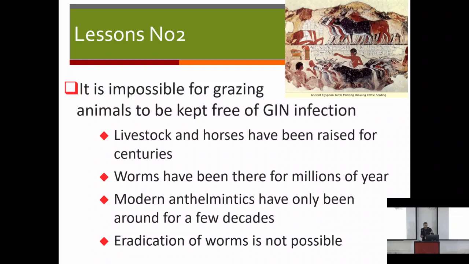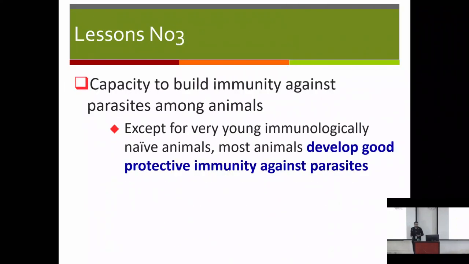Lesson number 2. It is not possible for grazing animals to be kept free from GI infection, because these ruminants have evolved with the host for millions of years. Worms have been there for millions of years, and these modern anthelmintics have been here just for a few decades. So eradication of these worms is not possible. You have to think in a way that you are not eradicating these parasites. You have to reduce the infection rate so that animals don't lose their productivity, right?